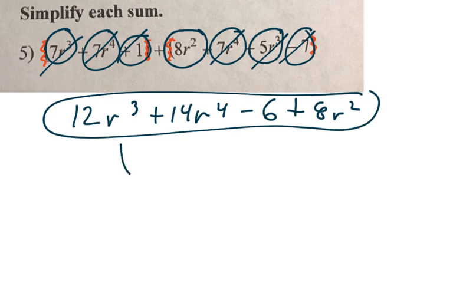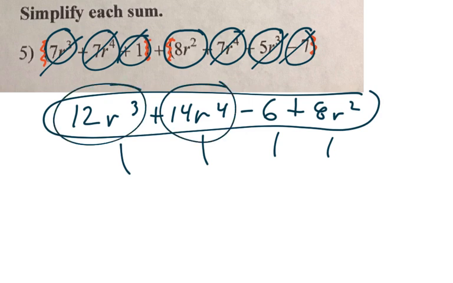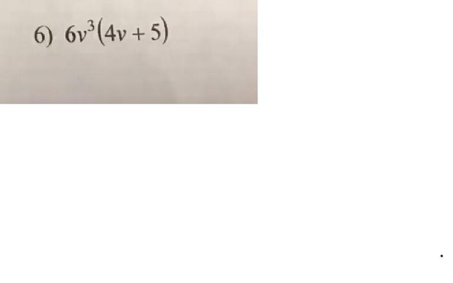Again, we can arrange these in order here, guys: r^4, r^3, r^2, and number. But you don't have to for my quiz. Moving on. Distributive property, guys.